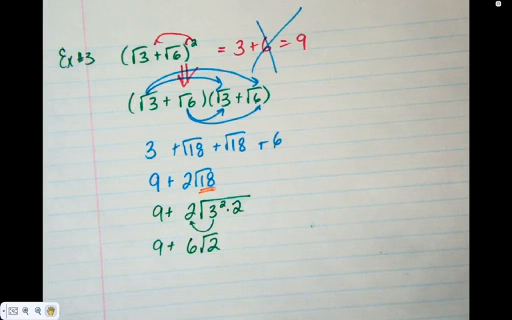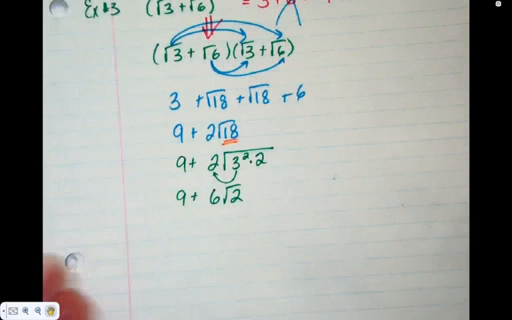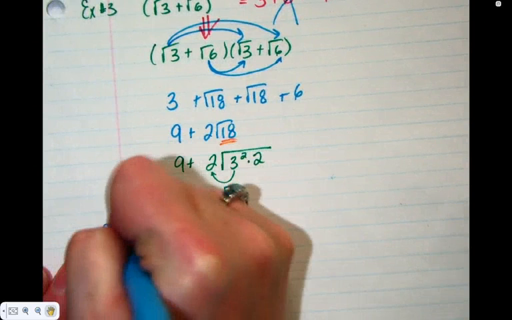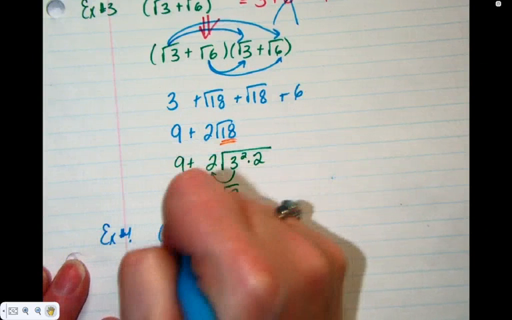How are we feeling? Good. Last example is just going to mix it up. Instead of numbers as radicands, we're going to throw in some variables, because who doesn't love variables?